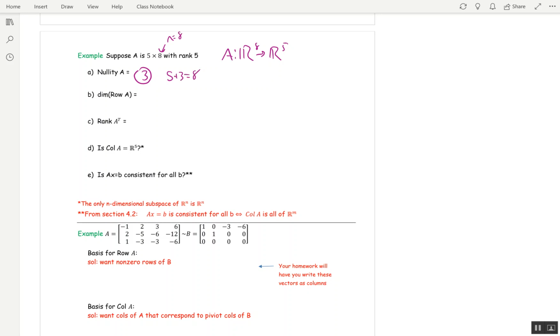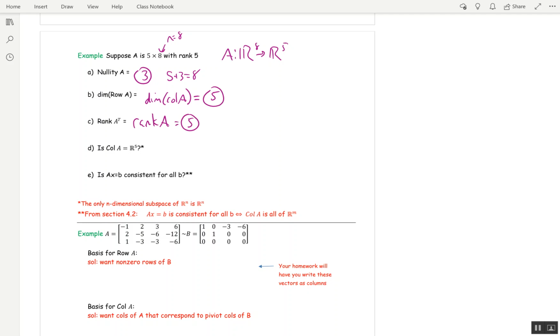The rank, we're told the rank is 5. Dimension row A is the same as dimension col A, which is the rank, which is 5. Rank of A transpose is the rank of A, which is 5. Okay, now the more interesting questions.